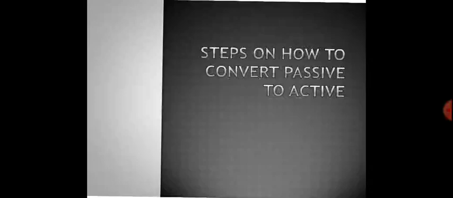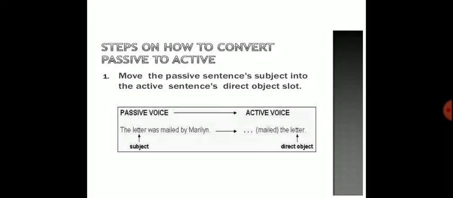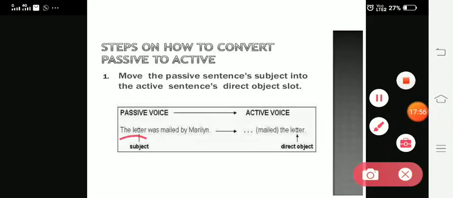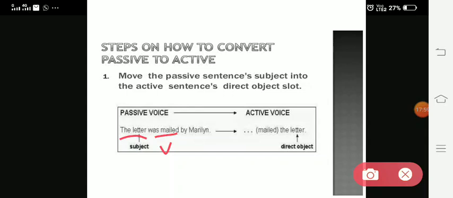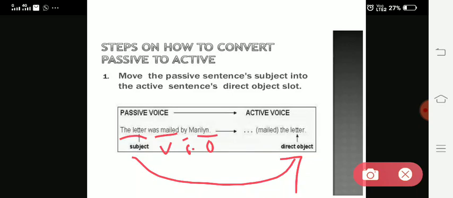Now let's begin how to convert passive to active. The first step is to move the passive sentence's subject into the active sentence's object slot. Now here the sentence is, the letter was mailed by Marilyn. The letter is the subject, was mailed is the verb, by is the preposition, and Marilyn is the object. So now the subject is going to become the object in active voice, vice versa, and the object is going to become our subject.